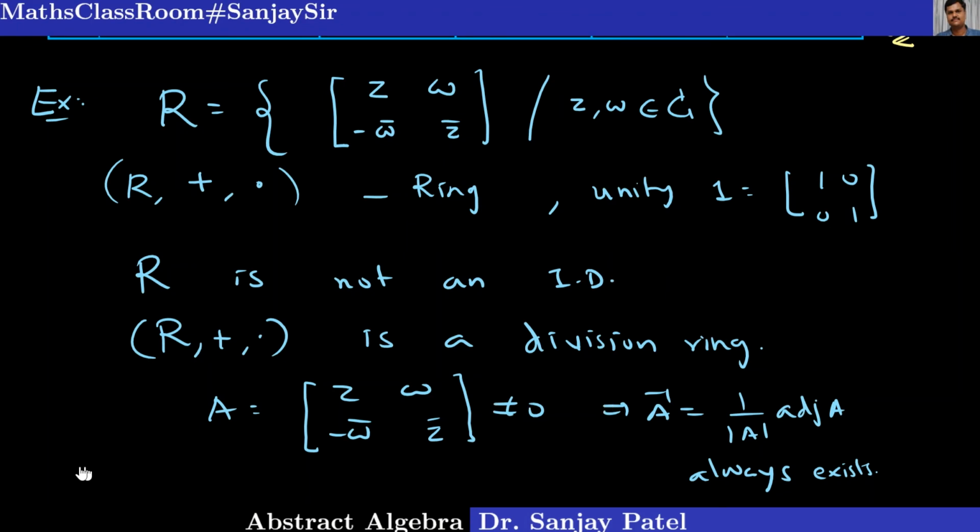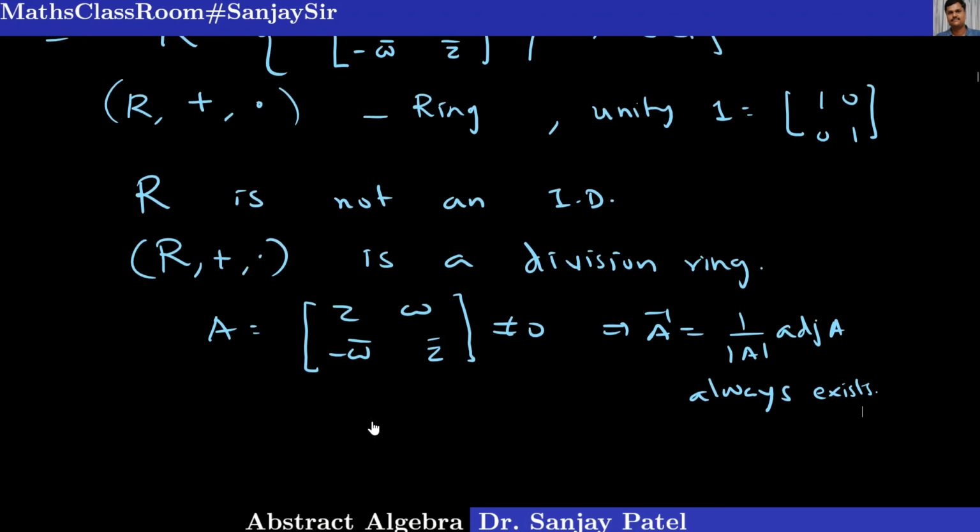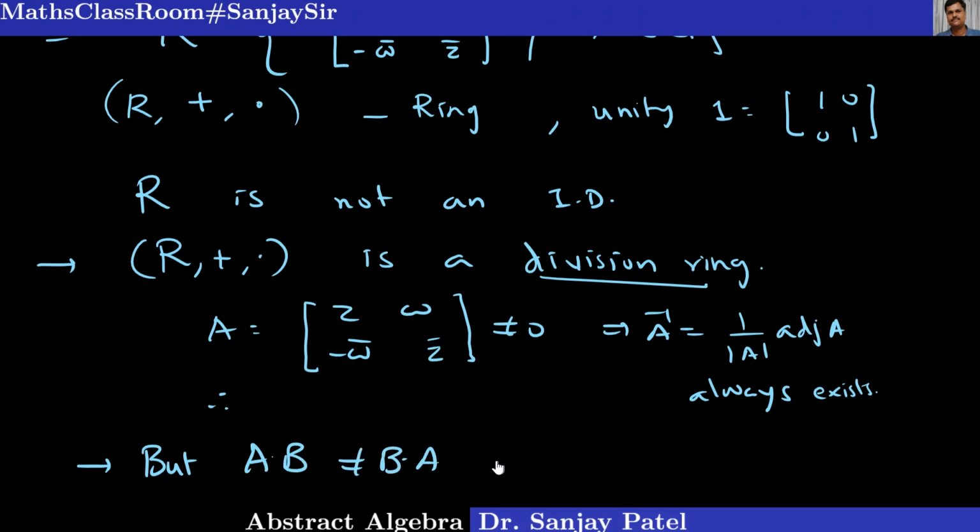But it is not a field because A into B, let me write here, therefore R, yes, we have written already, it is a division ring, but A into B is not equal to B into A, okay, in R. That is, R is not a commutative ring. R is not a commutative ring.